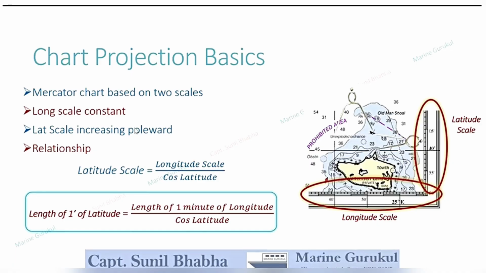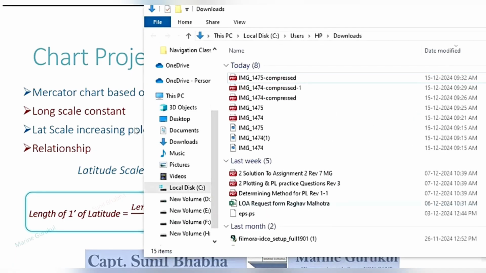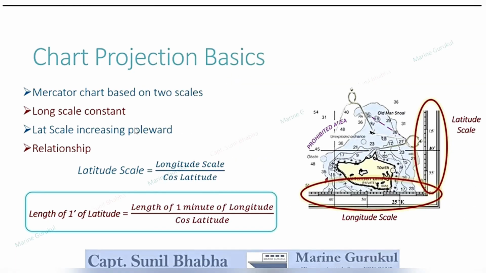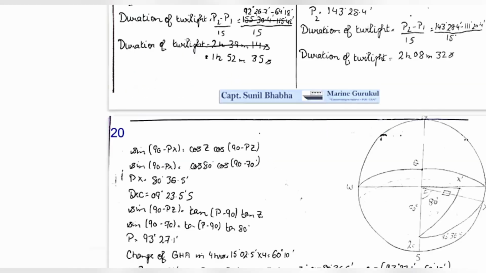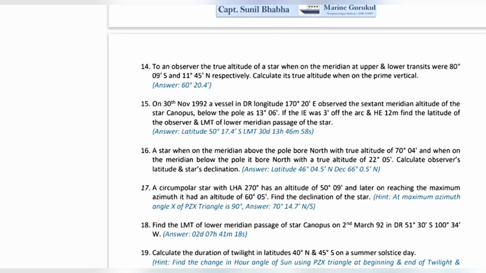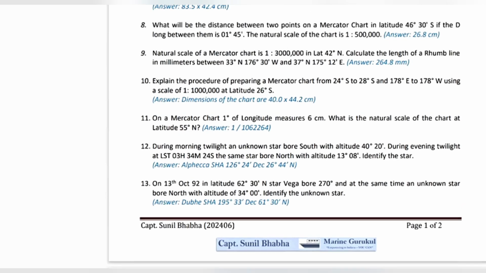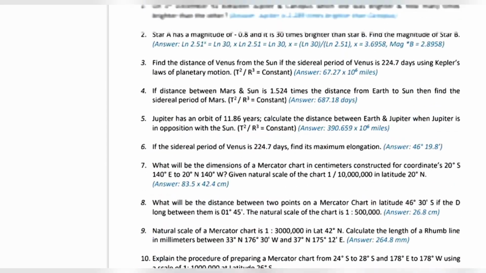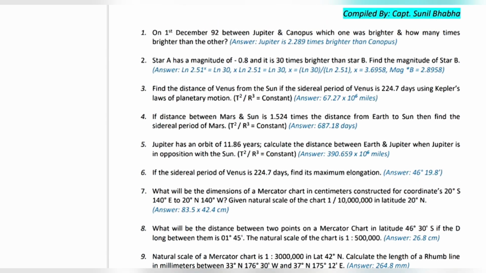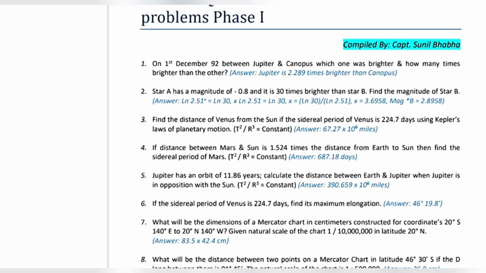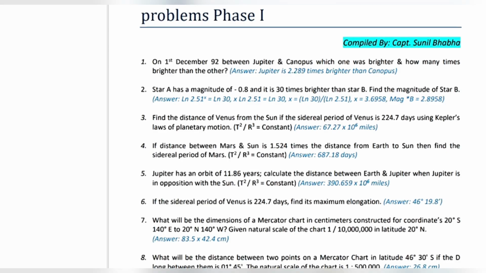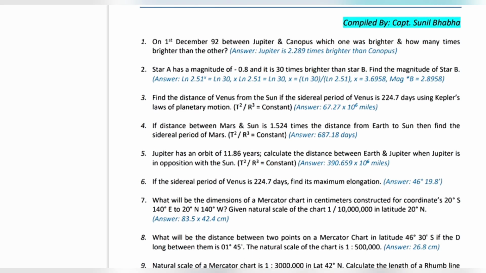Mercator chart has some anomalies. It is not an exact replica of the Earth's surface, beta. So there are some distortions in the Mercator chart. Because of that, the longitude scale on a Mercator chart is fixed. The latitude scale is what changes on the chart. Okay, sir. So longitude will be fixed, only latitude scale will be changing. That's right, beta.